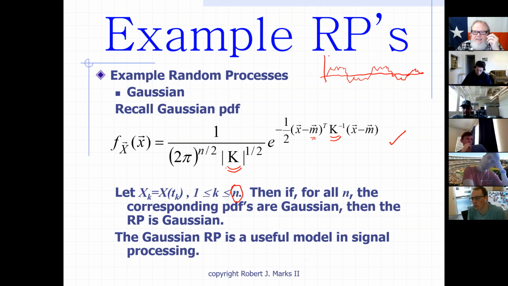This is an x of t. If you take a point here, a point here, a point here, and a point here, there's 4 points here, right? You will get a 4-dimensional Gaussian probability density function.